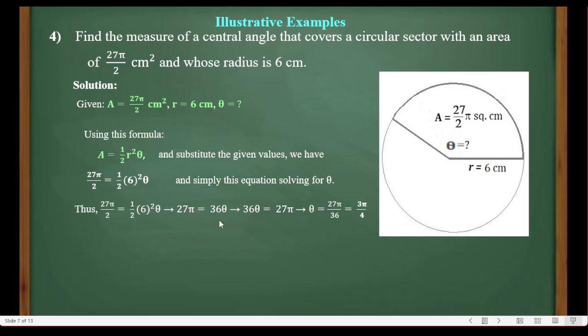Okay? So divide both sides by how much? Now since we're solving for theta, so divide both sides by 36. So the 27 over 36 will give us 3 over 4, or that will be 3 pi over 4. Okay? And that is actually the answer. The measure of the central angle is actually 3 pi over 4. And this is your answer.